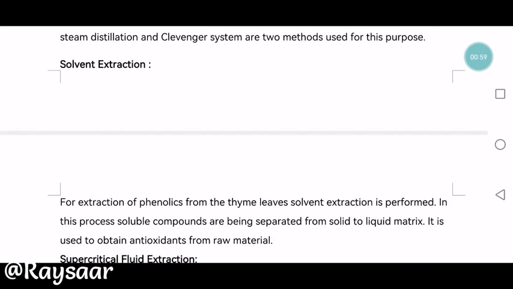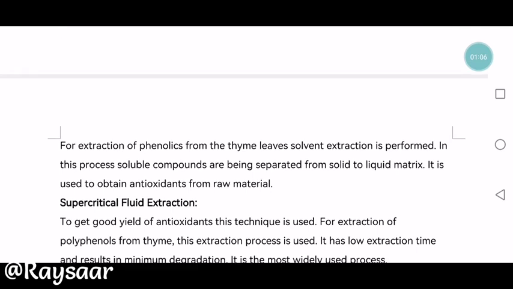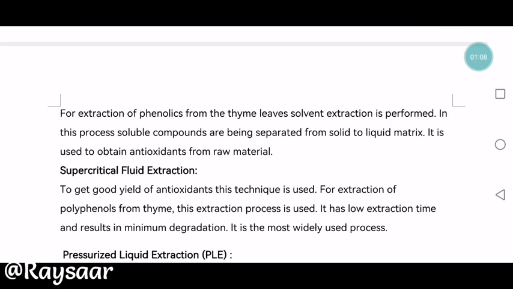First, solvent extraction. For extraction of phenolics from the thyme leaves, solvent extraction is performed. In this process, soluble compounds are separated from a solid to a liquid matrix. It is used to obtain antioxidants from a raw material.